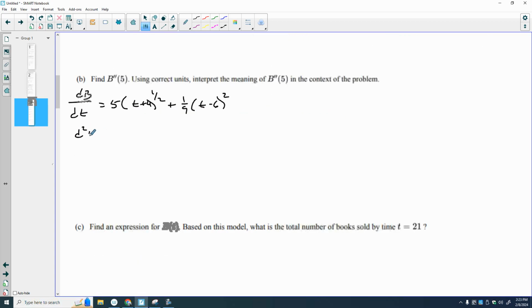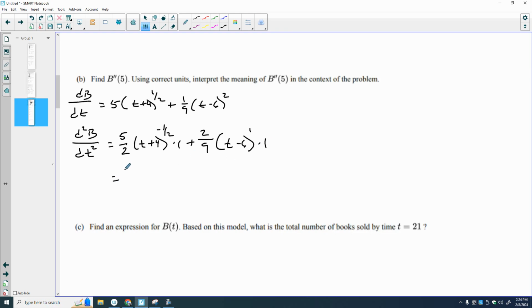Derivative. This is great practice for back and forth from integrals to derivatives. Exponent times coefficient gives me 5/2, and decrease the exponent by 1, leaving the inside alone. Multiply by the derivative of the inside, which is a 1, which I don't need, but I'll put it there just to show you. Multiply 2 times 1/9, leave the inside alone, decrease the exponent by 1, multiply by the derivative of the inside function, and there we go.